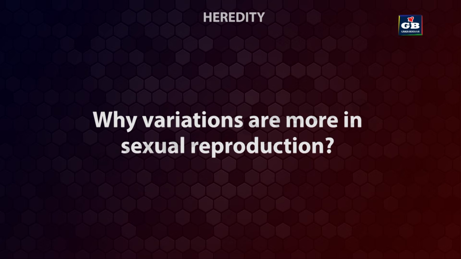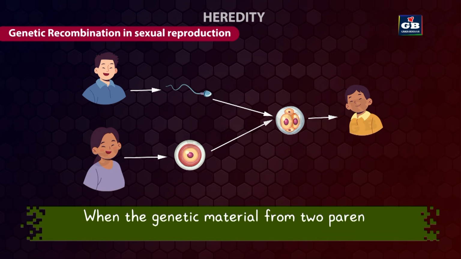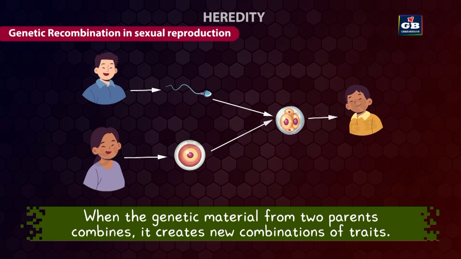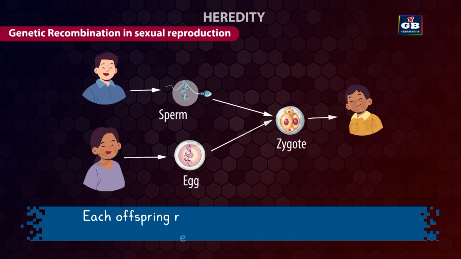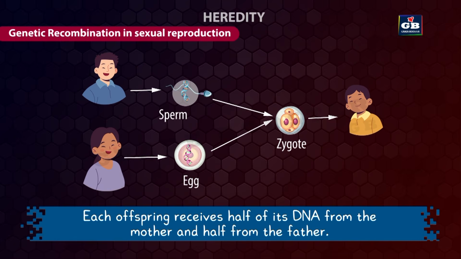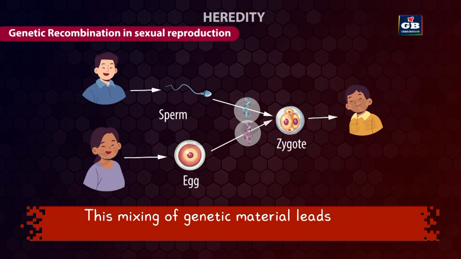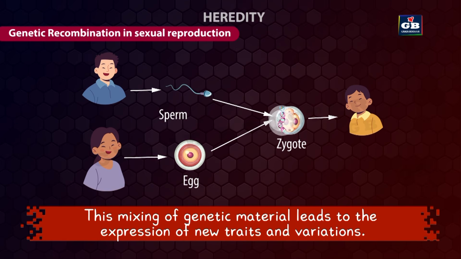Why are variations more in sexual reproduction? The key reason why variations are more common in sexual reproduction is genetic recombination. When the genetic material from two parents combines, it creates new combinations of traits. Each offspring receives half of its DNA from the mother and half from the father. This mixing of genetic material leads to the expression of new traits and variations.